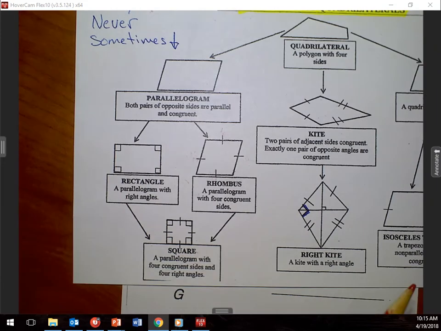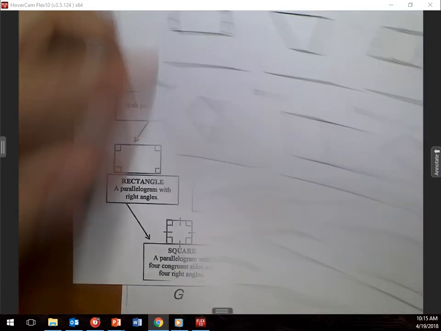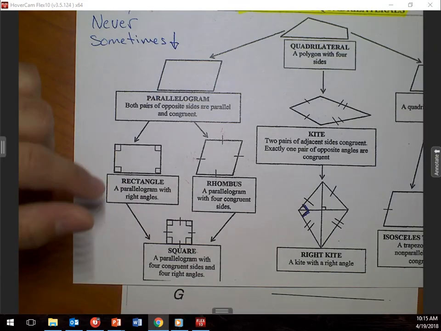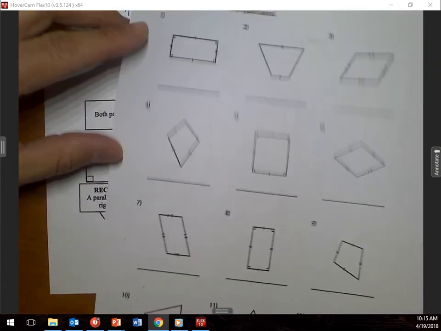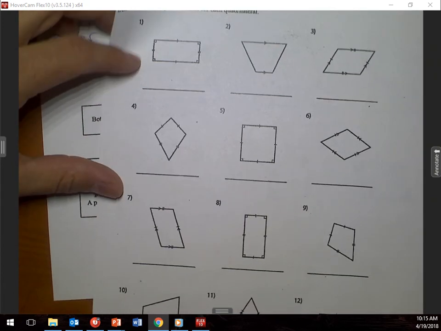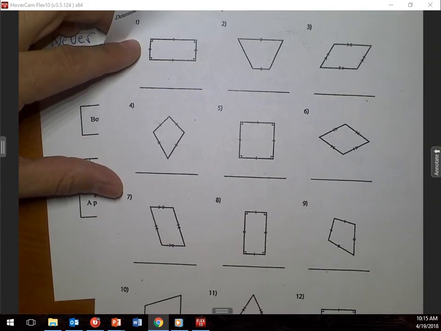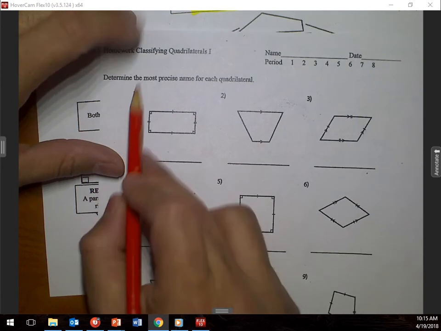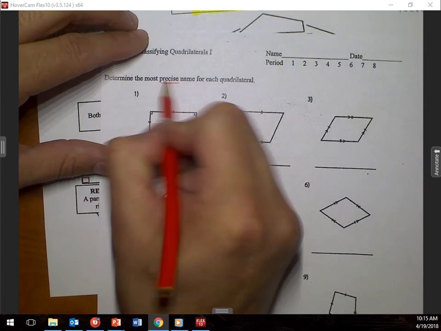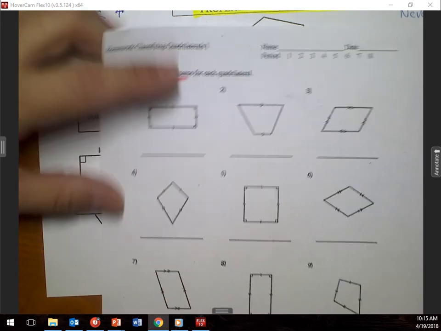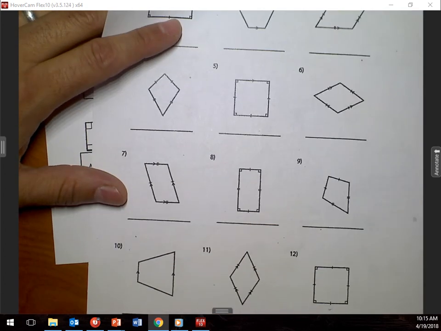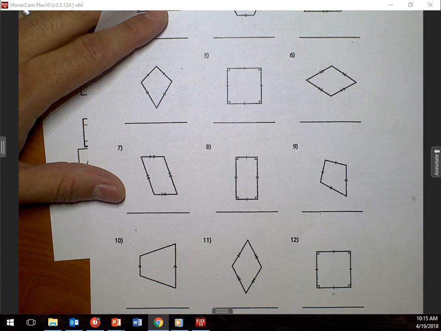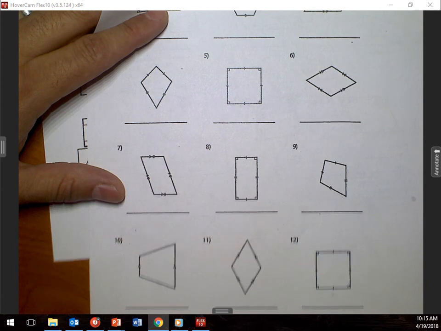All right, let's take a look at that practice. What page is it on? This is 75. So on the practice, you're just doing the same thing we just did. You're identifying all these right here. Number 8 says, determine the most precise. It doesn't say to list them all. On number 8, what do you think the most precise is going to be? Rectangle. That's a rectangle. Very good.